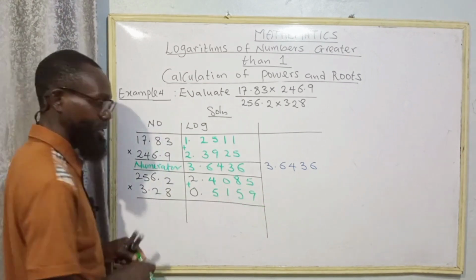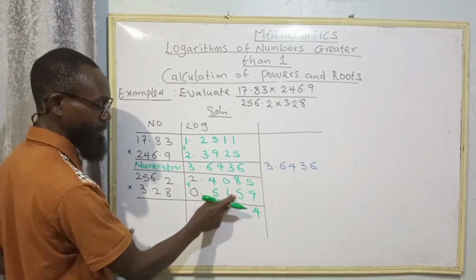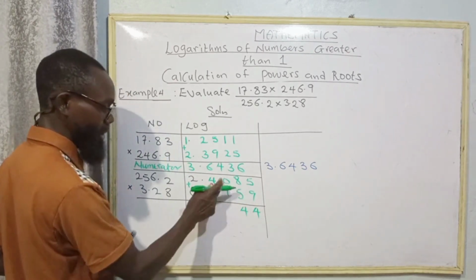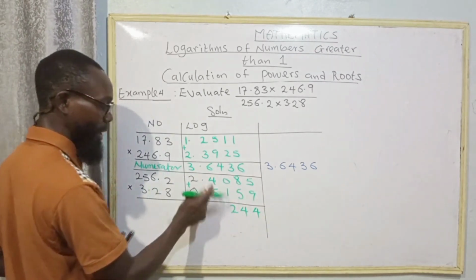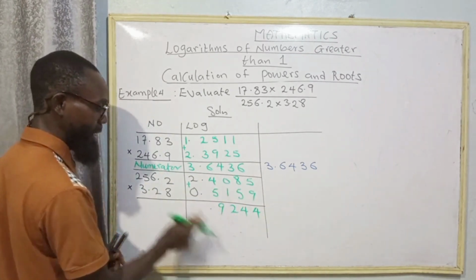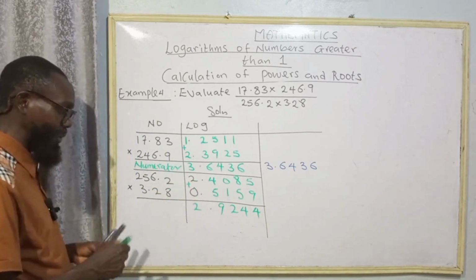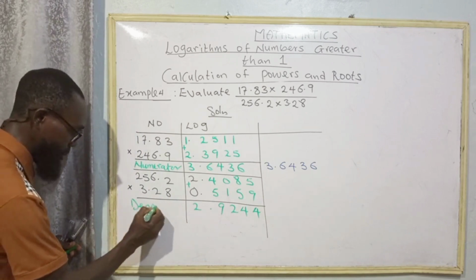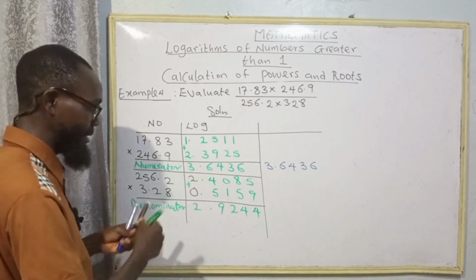5 plus 9, we have 14. You write 4, carry 1. 8 plus 5, we have 13, plus 1, 14. 4 carry 1. 0 plus 1, we have 1, plus 1 we've carried, we have 2. 4 plus 5, we have 9. 2 plus 0, we have 2. So this one now is our denominator. Then we take it to the other side.